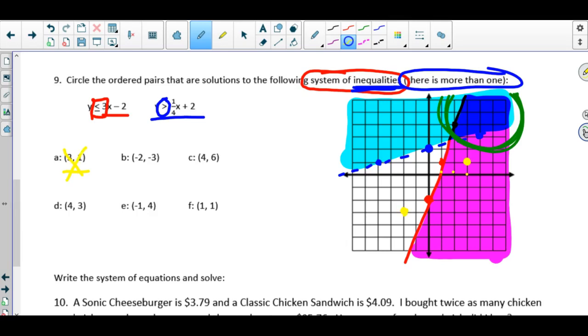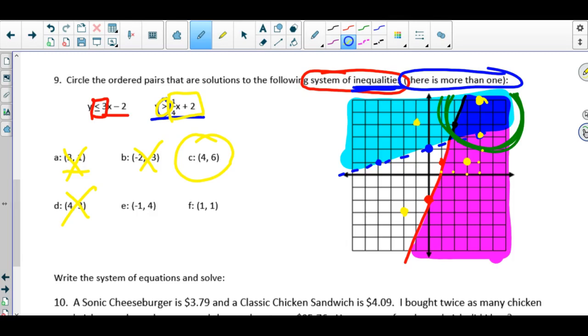(-2, -3) is neither. (4, 6) is 4 right there. That is a good one. (4, 3) is on the line. That's always questionable. That's going to mean it's going to be equal to 1/4 x plus 2. However, our inequality sign says it has to be greater than, not equal to. Here we have a dotted line, not a solid. So no.